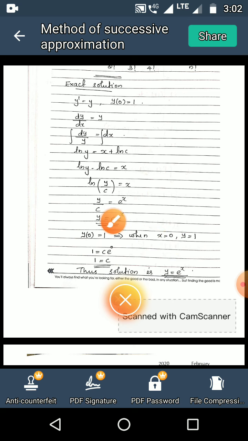So applying here, y is equal to 1, so 1 is equal to c times e raised to 0, so c is equal to 1. By giving the value of c here, we get y is equal to e raised to x, and this is the exact solution of this differential equation.